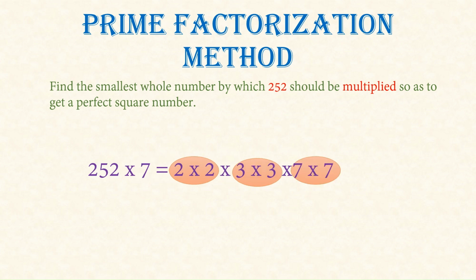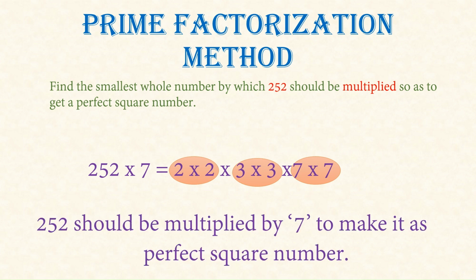Now, multiplying with 7 on both sides, the number gets converted like this. As we have only pairs on the right hand side, it means the left hand side number is a perfect square. From this, we can answer the question: the given number should be multiplied by 7 to make it a perfect square. On multiplication, we'll get 1764, and the square root of 1764 here is 2 into 3 into 7, that is 42.